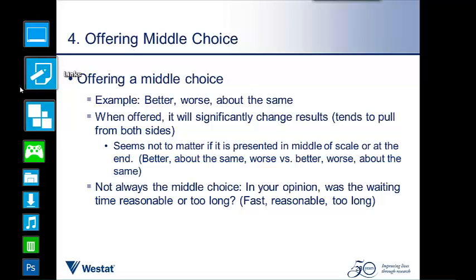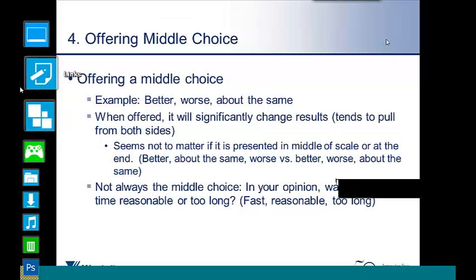The research also shows that it really doesn't seem to matter whether that middle response option is presented in the middle of the scale or at the end of the scale. For example, is such and such better, about the same, or worse? Or is it better, worse, or about the same? You get about the same percentage saying about the same, regardless of where that response option is placed.